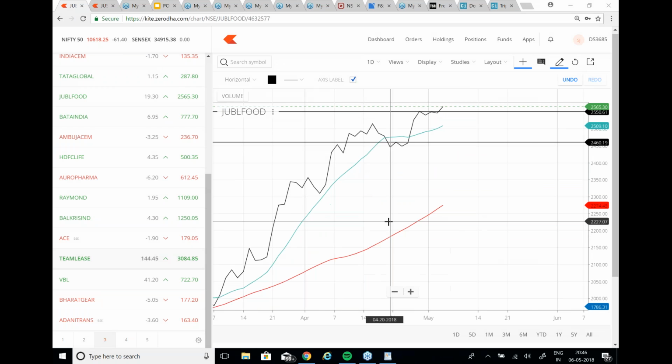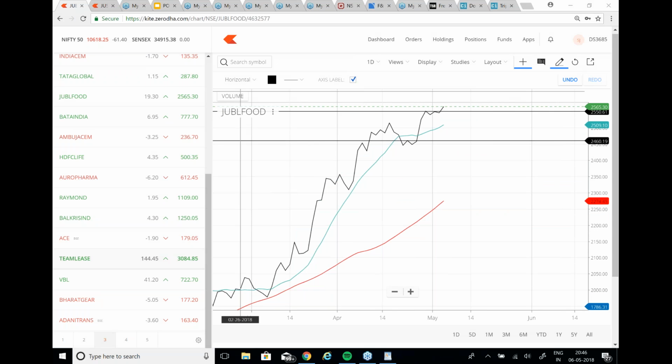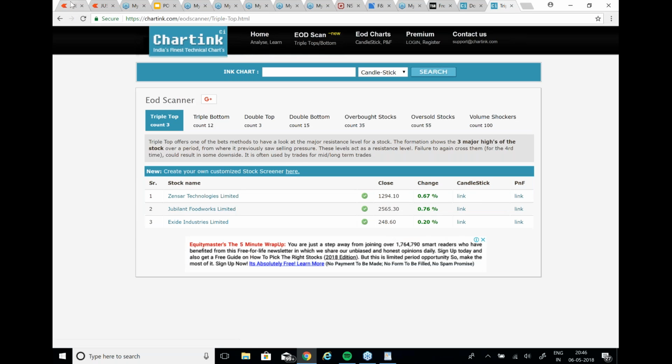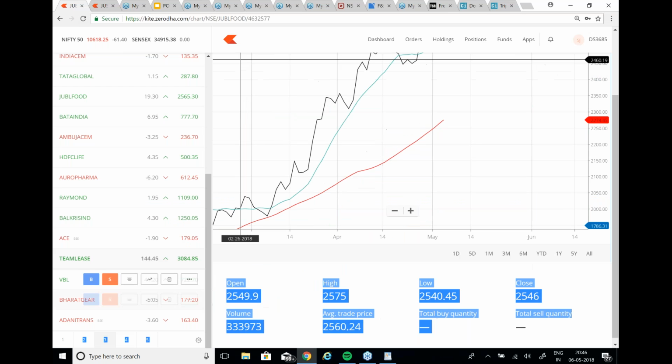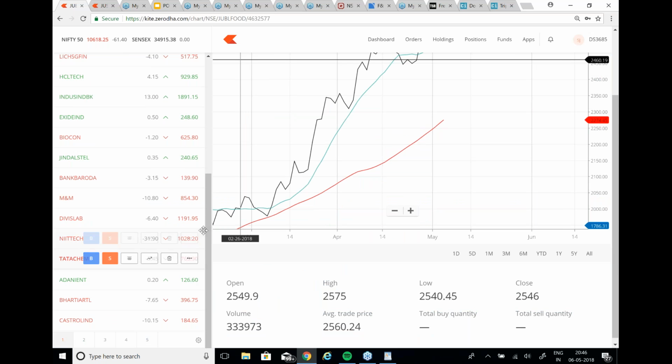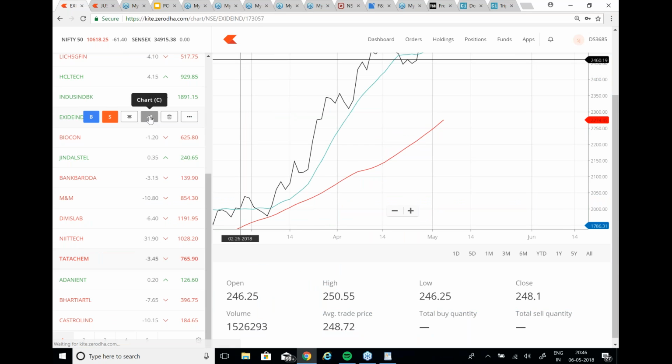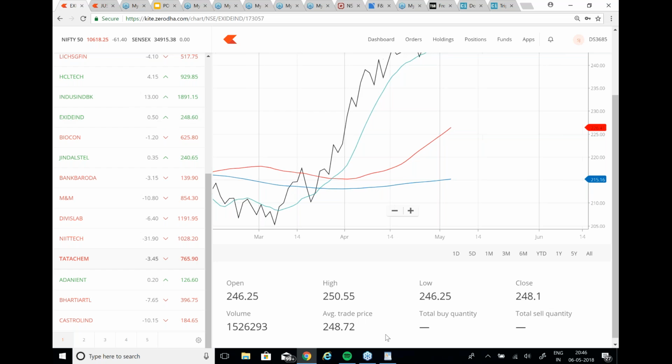So let's look into what are the other stocks that they have given us. Jubilant Foodworks and the Excite Industries. I want to see Excite, what's happening. I got this in many filters. Excite Industries. Excite is somewhere here, I have put it here. Let's see what's happening in Excite Industries.